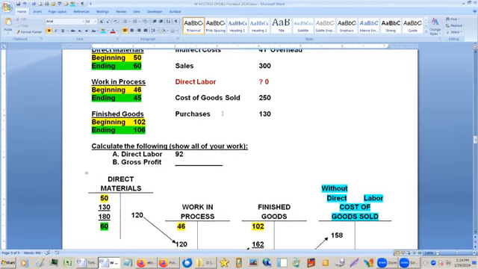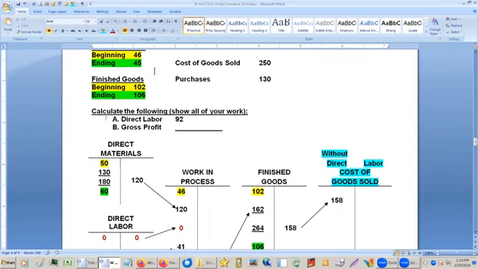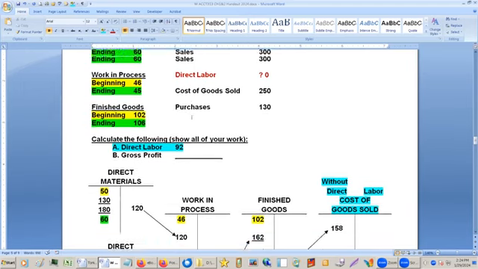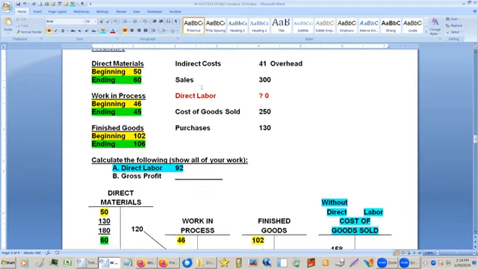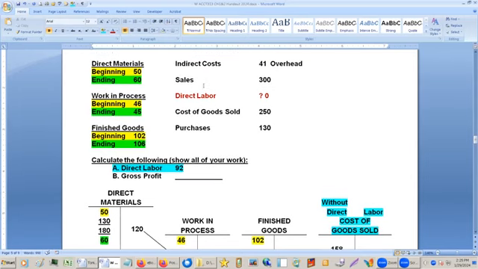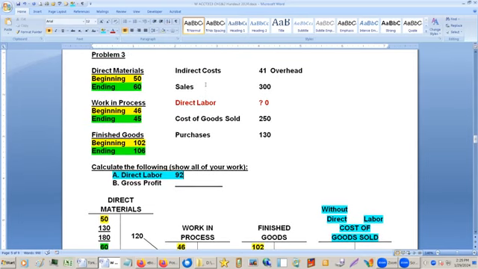Oh, we do need the sales for this one. So here's direct labor. For gross profit, how much do we have in gross profit? We have 300 sales, and then we have our cost of goods sold is 250. So whatever's left over, fifty there? Yes.